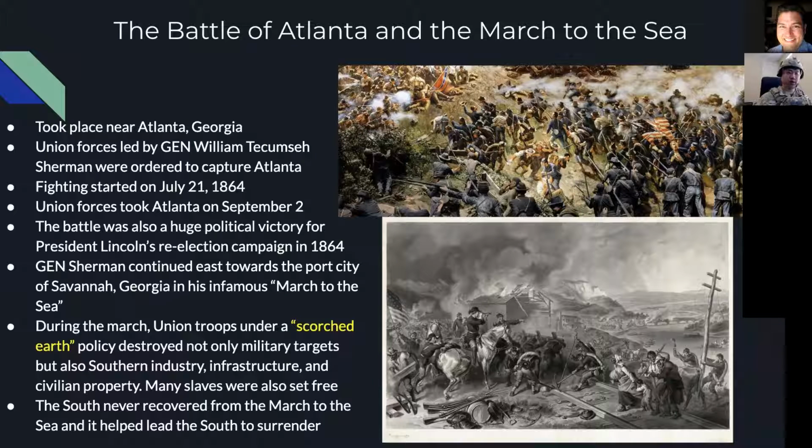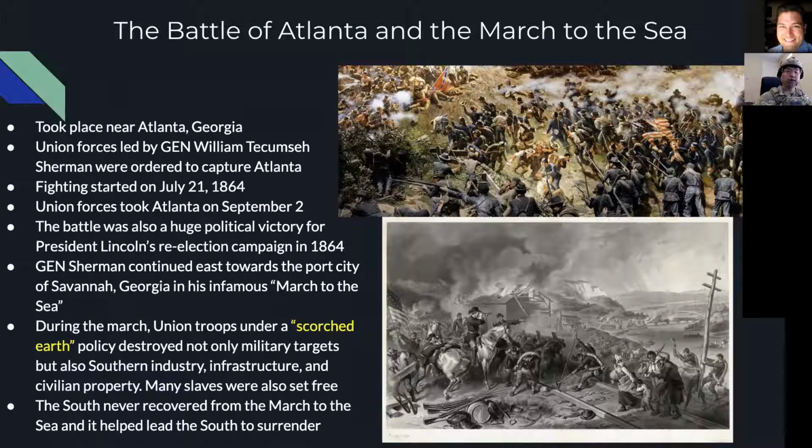So it was a Union victory, the Battle of Atlanta, but it was also a huge political victory for President Lincoln's re-election campaign in 1864. President Lincoln, as we know, was elected in 1860, but then 4 years had passed, so he had to run again for president. And a lot of people were not liking President Lincoln because of how the war was going. They blamed him for a lot of the men that were being killed during the war. And his political opponent, if you remember, General George McClellan, was running for president under the Democrats, and President Lincoln was running for re-election under the Republicans.